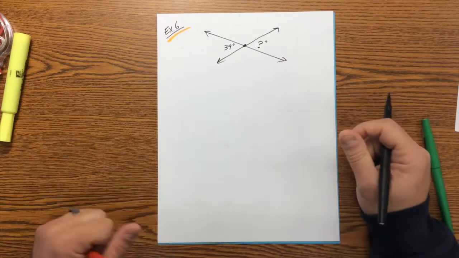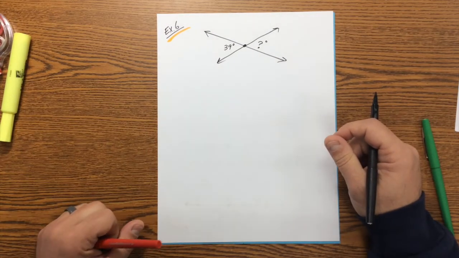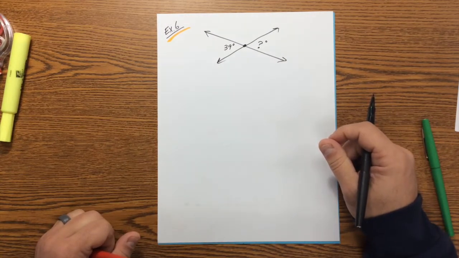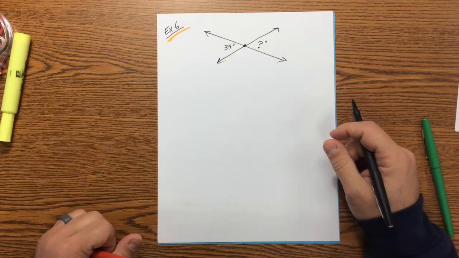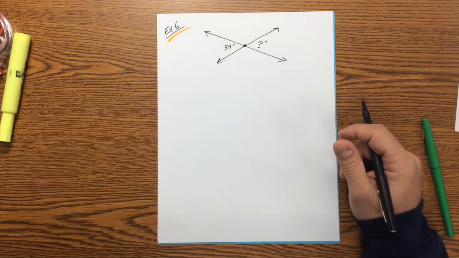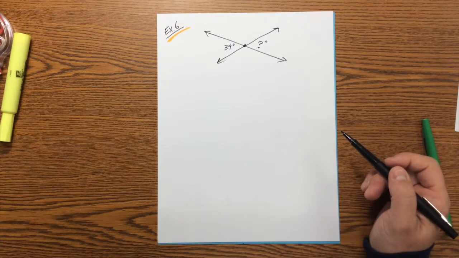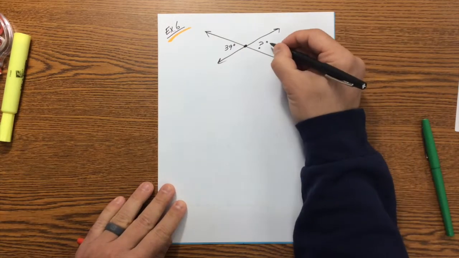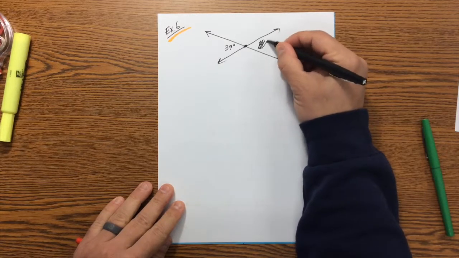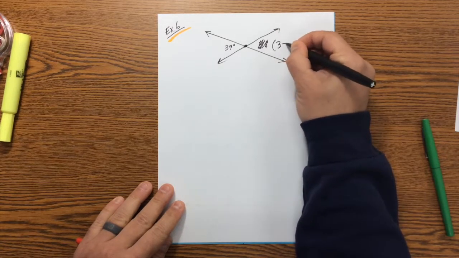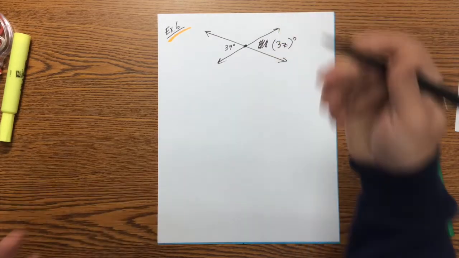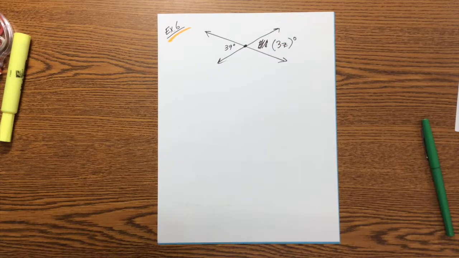Video's getting long. Oh, snap. What do we have here? Well, we have two lines that have intersected one another. Okay? And for the purposes of this example, let's try to make this a little more interesting. Let's call this 3z degrees. We don't know what it is. We know it's 3z degrees.